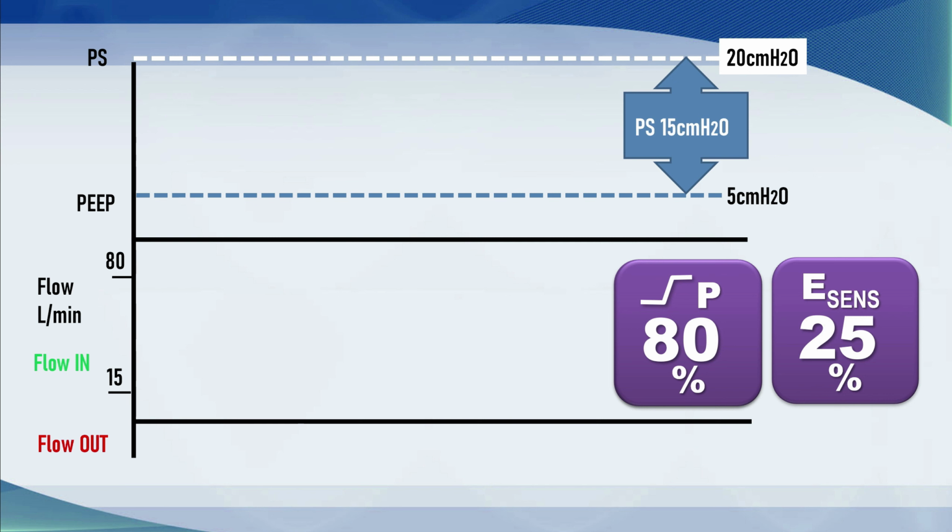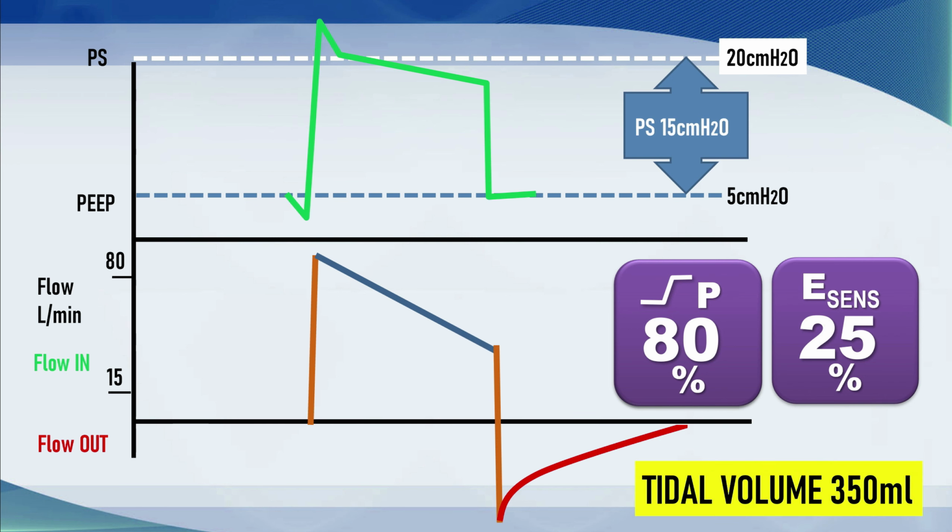This is the same patient, and have a look at the waveforms. What do you notice here? Well, the first thing that you notice is that the tidal volume has fallen to 350 mils, which is a fairly dramatic fall in tidal volume. And then you'll see that the pressure waveform is unusual. There's a spike. It's not flat, and instead of being a nice flat top, it's slanting downwards.